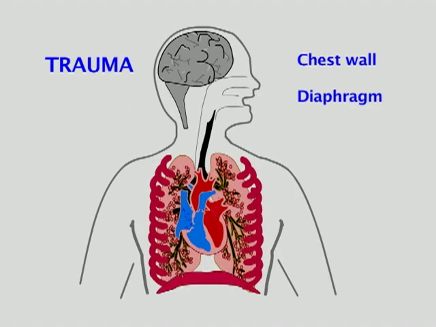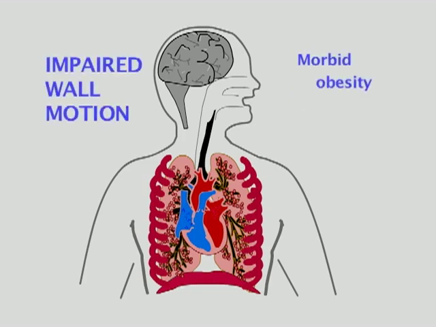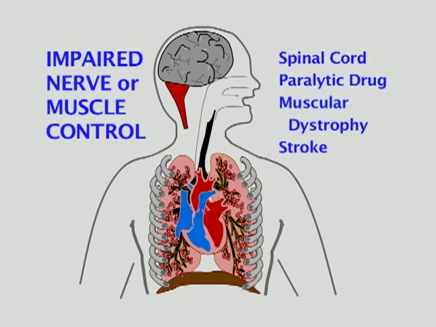Chest wall or diaphragmatic injury from broken ribs or ruptured diaphragm. Impaired chest wall and lung motion from such things as extreme obesity. And impaired nerve or muscle control, such as spinal cord injury, paralytic drug effect, muscular dystrophy, or stroke.